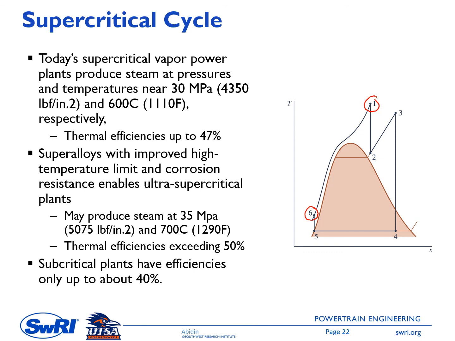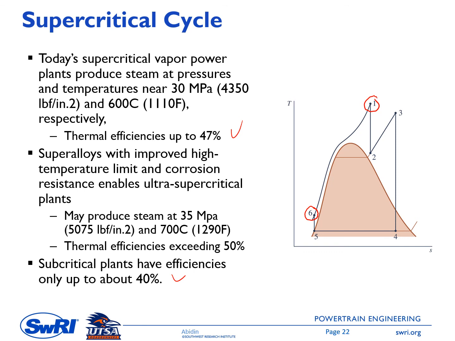Today's supercritical vapor power plant produces steam at a pressure and temperature near 300 bar or 30 megapascal and a temperature of 600 degrees C. If we have a system that operates at this condition, the thermal efficiency can be up to 47%, while for the subcritical plant, the efficiency is only 40%.